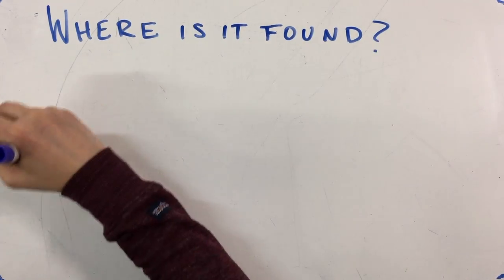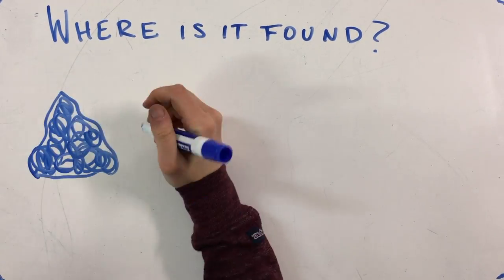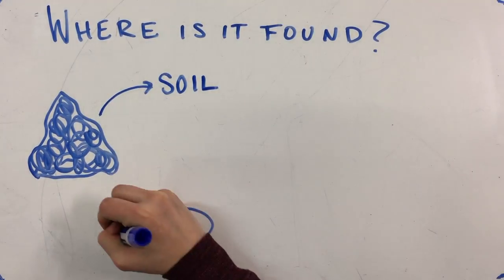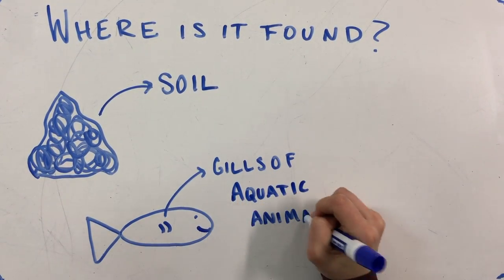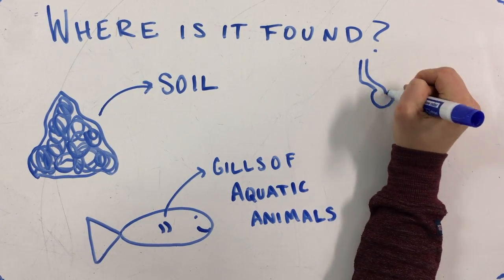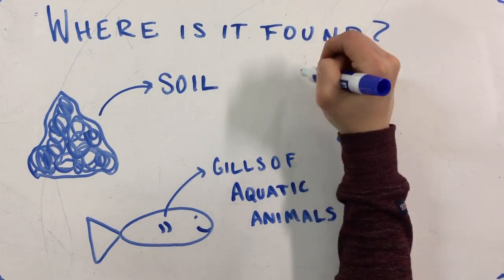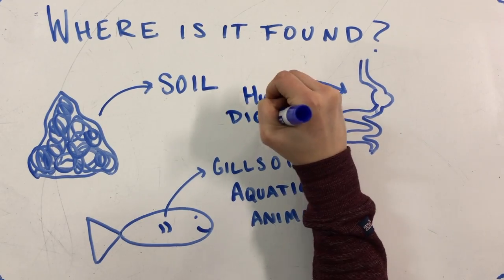So, where did this bacteria come from? Well, it was actually discovered by accident in soil samples, but it's also present in the gills of fish and other aquatic creatures, and it was recently shown to be in mammalian feces, indicating its presence in the digestive tract of humans.